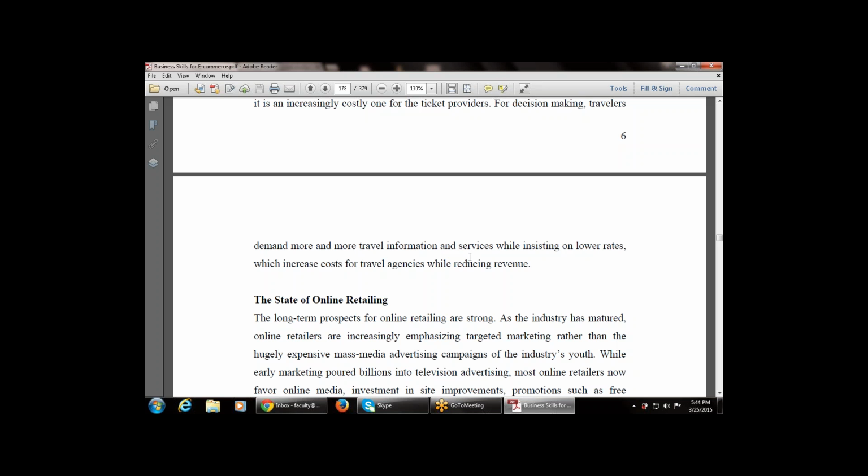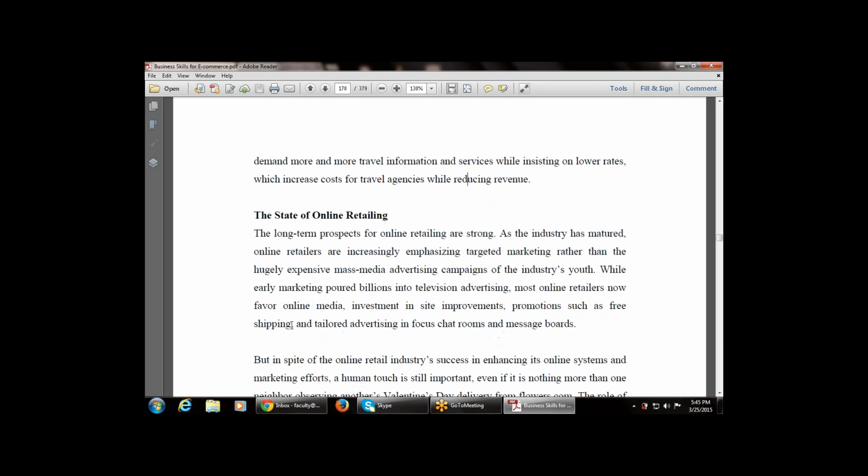Online retailers are increasingly emphasizing targeted marketing rather than the hugely expensive mass media advertising campaigns that the industry used. That is, nowadays in online marketing, every billion pounds was converted into television advertising. Most online retailers now favor online media, investment in site improvement, promotions such as free shopping or free shipping, and tailored advertising in focus chat rooms and message boards.